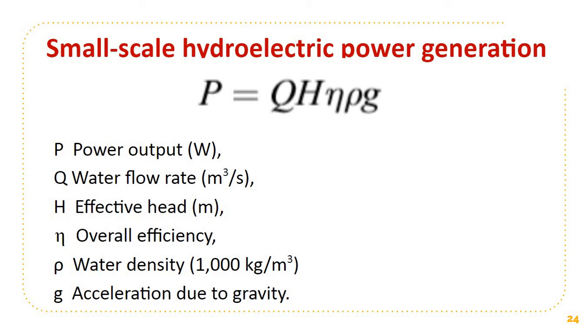This is the equation for the power output of a small scale hydroelectric power generation. P is the power output in watts, Q is the water flow rate in meter cube per second, H is the effective head, eta is the overall efficiency, rho is the water density, and g is the acceleration due to gravity. The water density and acceleration due to gravity are factors we cannot change. So the power output basically depends on Q, H and eta.